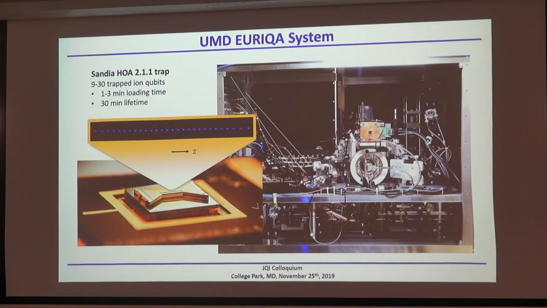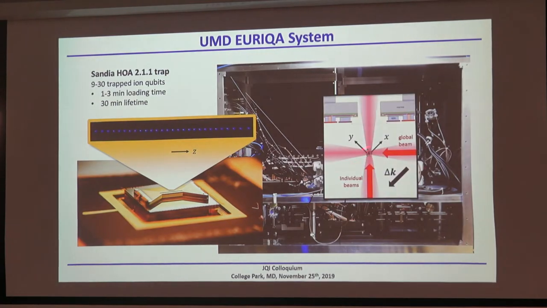In order to trap our qubits, we use an HOA, which stands for high optical access trap, supplied by Sandia National Lab. And we can trap 20 to 30 ions and achieve about 30-minute lifetimes of these ion chains in operating conditions of our gates.